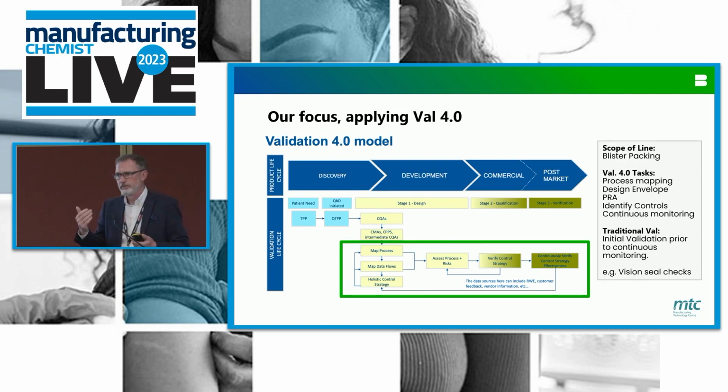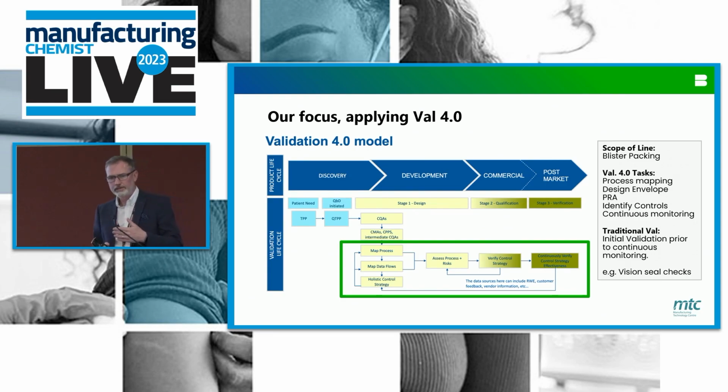Then we do a process risk assessment. So this is quite a detailed risk assessment of not just the equipment items, but all of the tasks associated with making that product. So it's quite thorough. And from that, we identified controls that needed to be built into the line design and into the technology. And then we identified from that where we could apply that continuous monitoring.